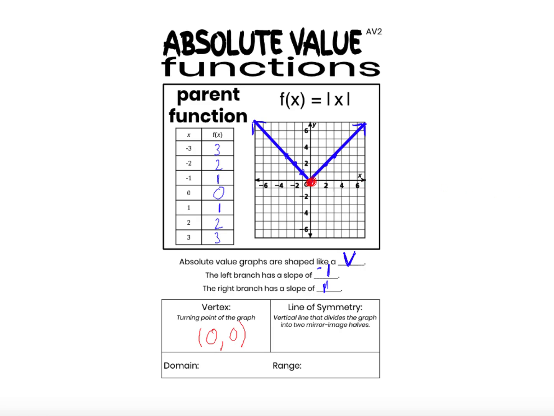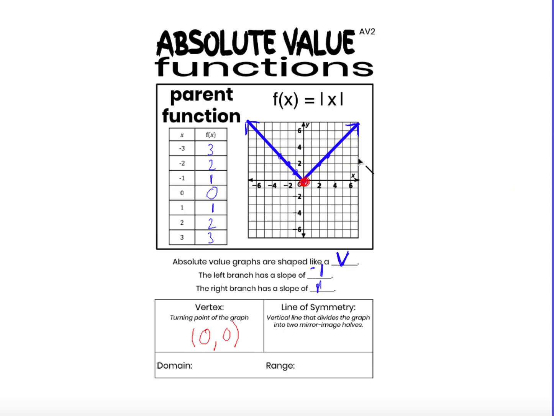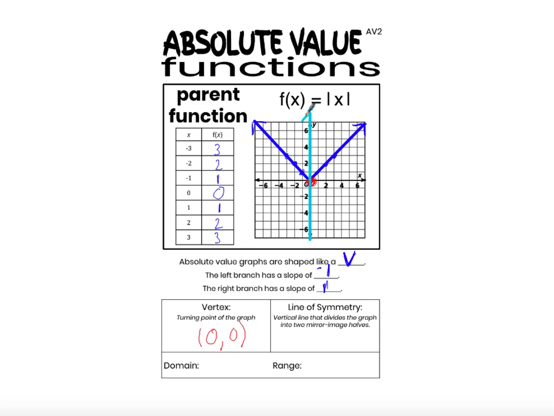The line of symmetry is a vertical line that divides the graph into 2 mirror image halves. Here is my line of symmetry. So if we look at this line and think of it as a mirror, the right branch is the mirror image of the left branch and vice versa. So every point on the right branch has a mirror image on the left side. So 3 units to the right of the line of symmetry, for example, has a mirror image point 3 units to the left of the line of symmetry.